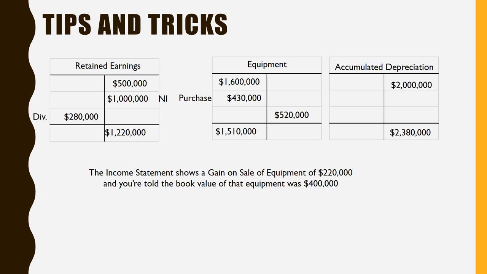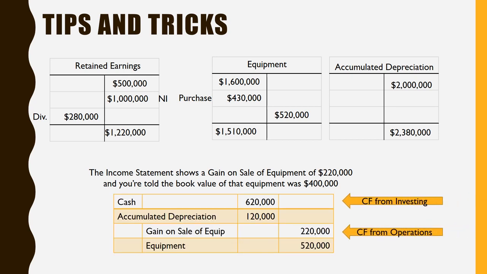So somewhere in the problem, it's going to give you some other information. So we'll assume we go look at the income statement. We see there's a gain on sale of equipment for $220. And let's say that we're told the book value of that equipment was $400,000. Some of you, again, can just think through that and figure out how much cash you got from the equipment. But I always think it's easier to do the journal entry just so I have all the numbers written down.